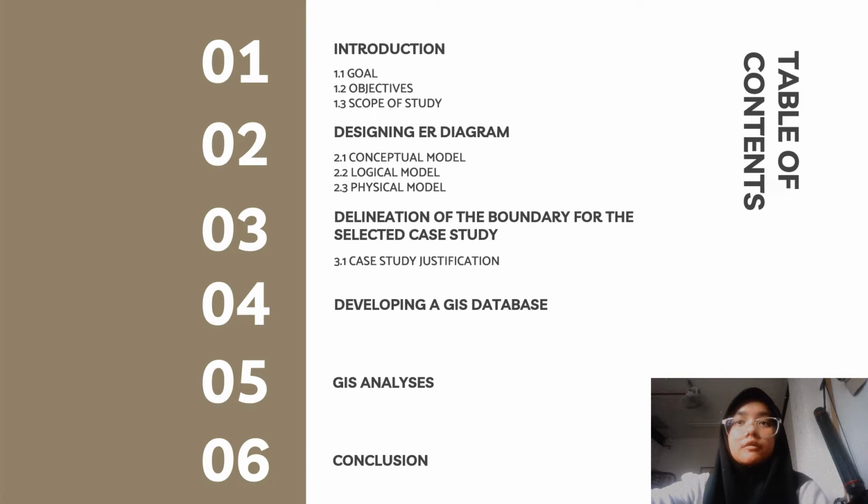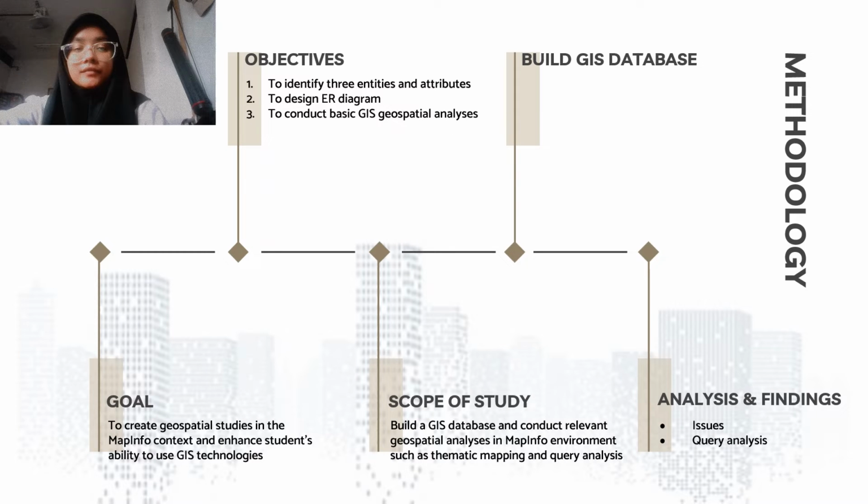So for the table of contents, there are 6 parts: introduction, designing ER diagram, delineation of the boundary for the selected case study, developing a GIS database, GIS analysis, and conclusion. For the methodology of this case study, the goal is to create a geospatial study in the MapInfo context and enhance students' ability to use GIS technologies. For the objectives, there are 3: to identify entities and attributes, to design an ER diagram, and to conduct basic GIS geospatial analysis.